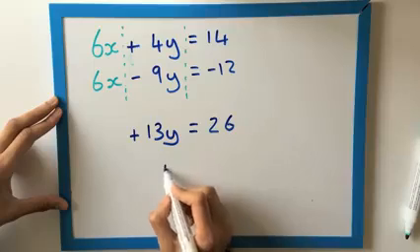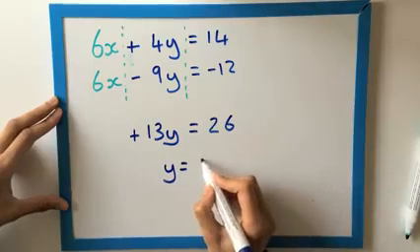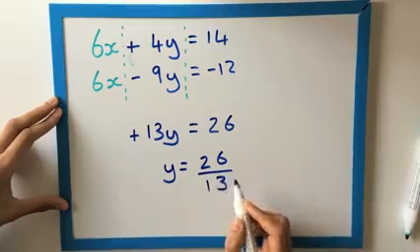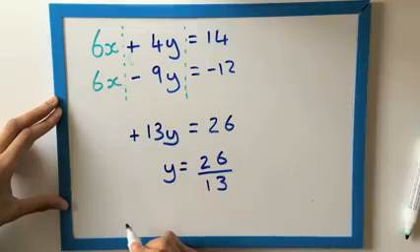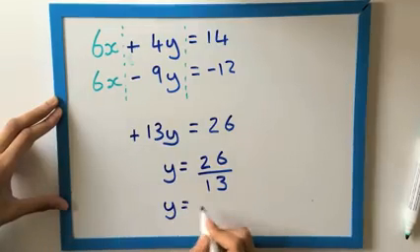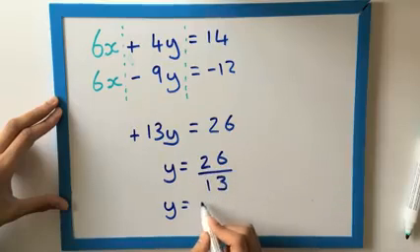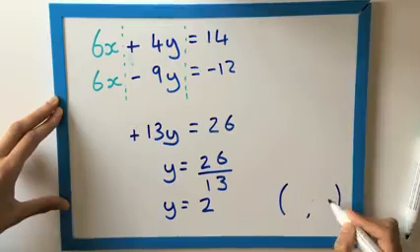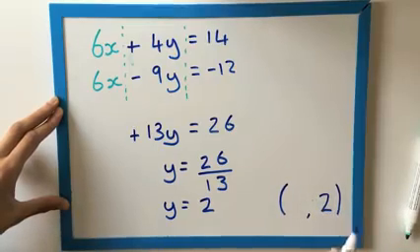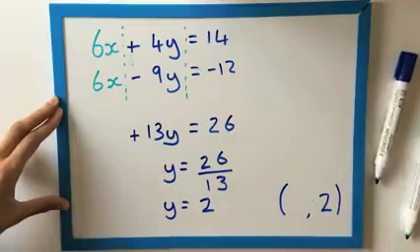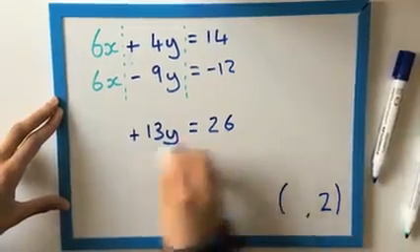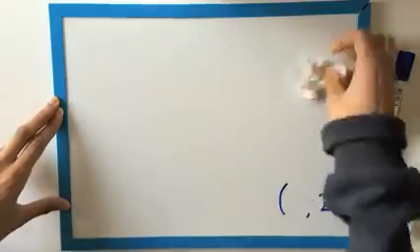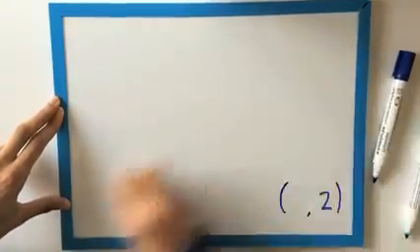So dividing both sides by 13, we get 26 divided by 13. So our solution for y is simply y is equal to 26 over 13, which is equal to 2. So writing this down in coordinate terms, we simply have 2. Note that this is the y point of the intersection of the two lines.